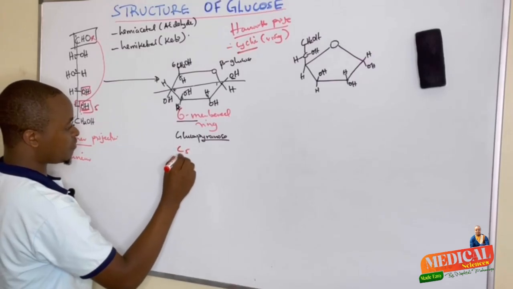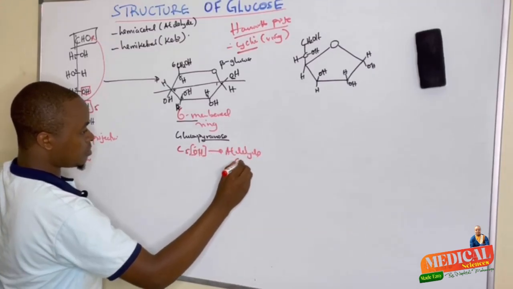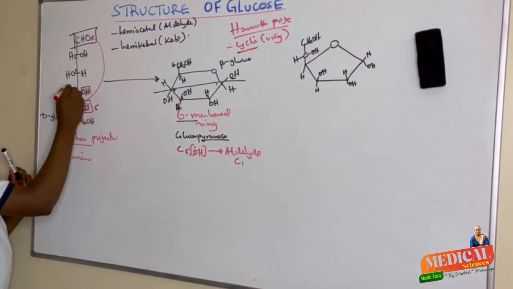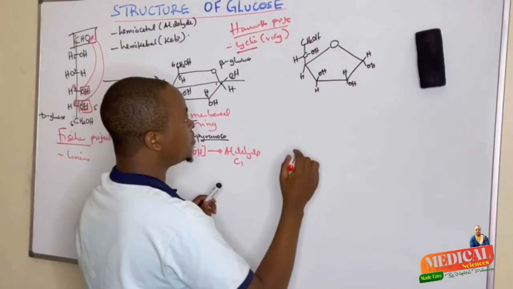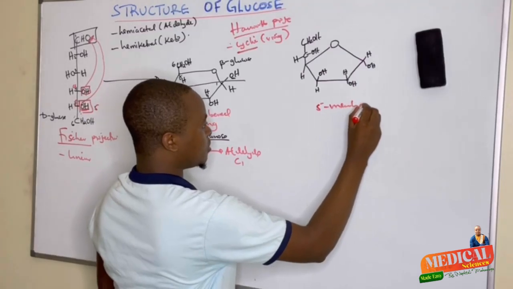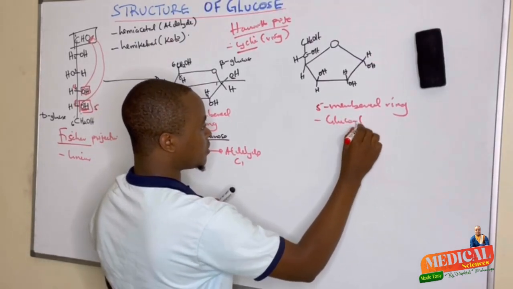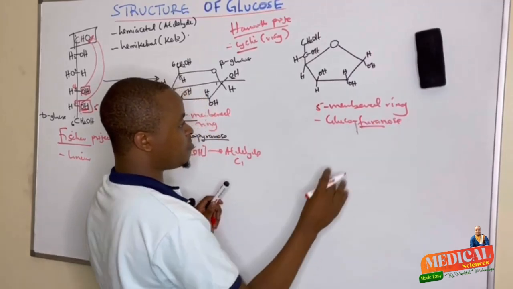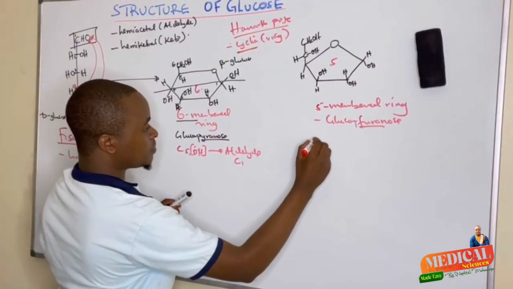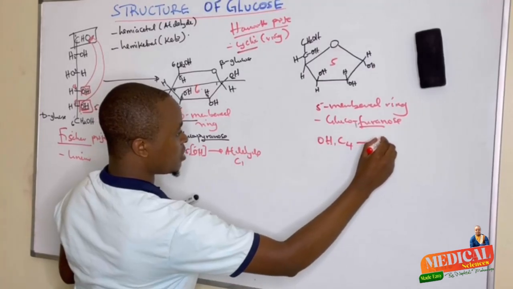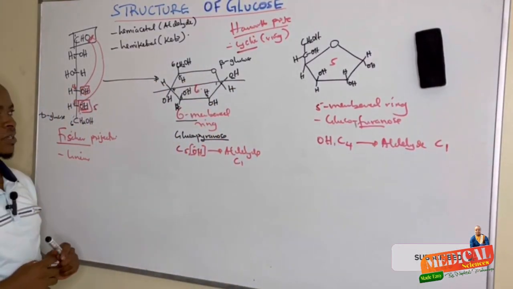So this one is formed whereby the carbon number 5 hydroxyl group is reacting with the aldehyde at carbon number 1. But in case the hydroxyl group at carbon number 4 is the one reacting with the carbonyl or aldehyde group at carbon number 1, this will form a 5-membered ring, known as glucofuranose, whereby furan means a 5-membered ring. So this is a 5-membered ring, and this is a 6-membered ring.